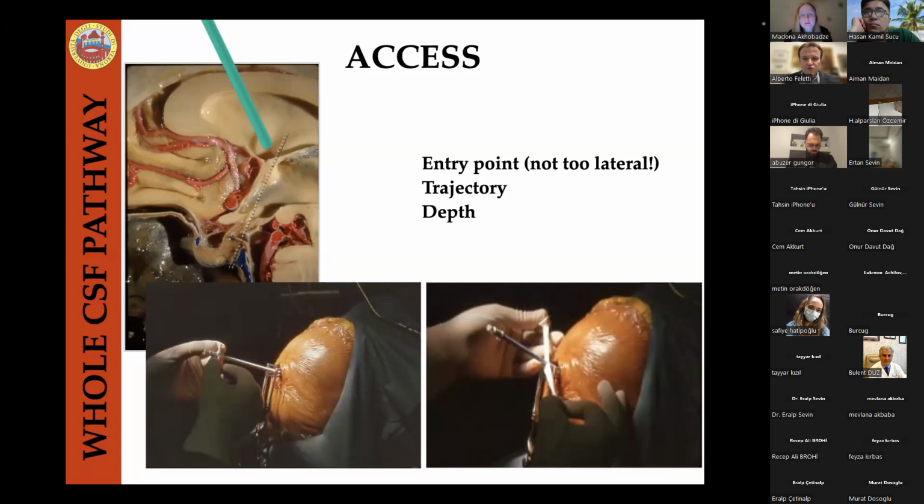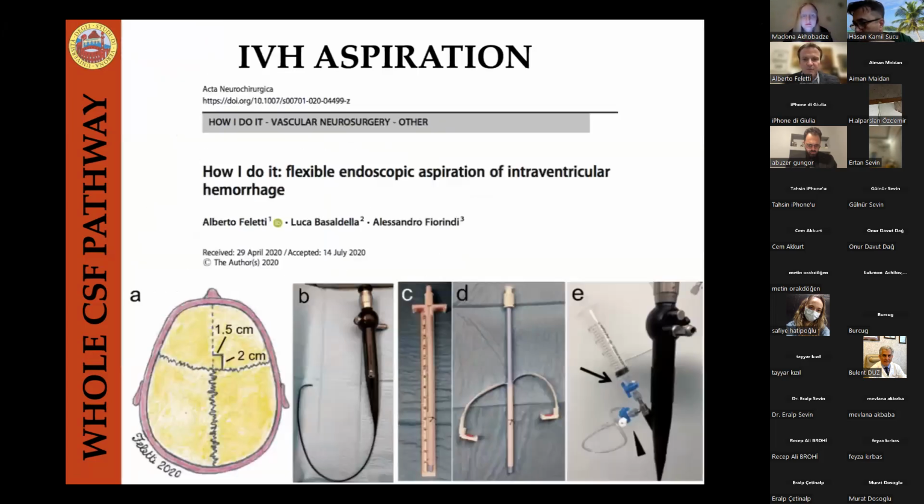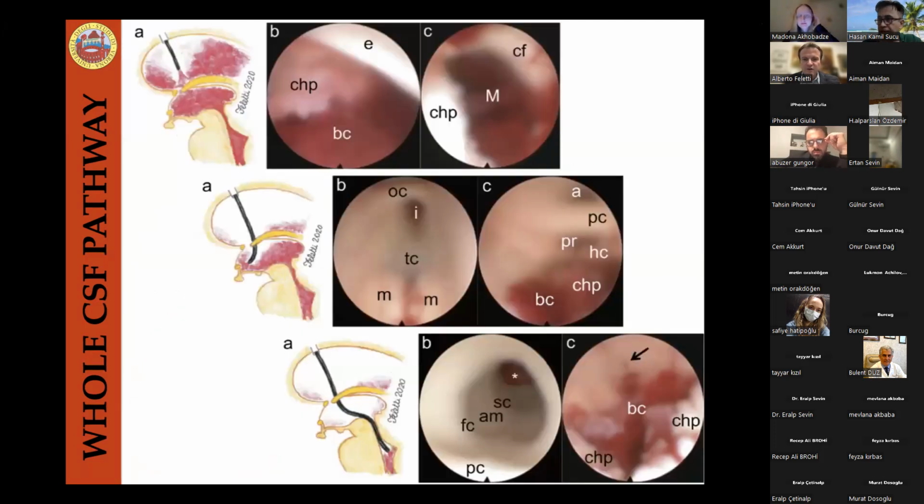So we usually place our burr hole quite medial. The maneuvers required are irrigation to unveil anatomical landmarks and aspiration, of course, to remove the blood clots. Here you can see our entry point, 2 centimeters from the coronal suture and 1.5 centimeters from the midline. We use a peel-away to cannulate the ventricle.